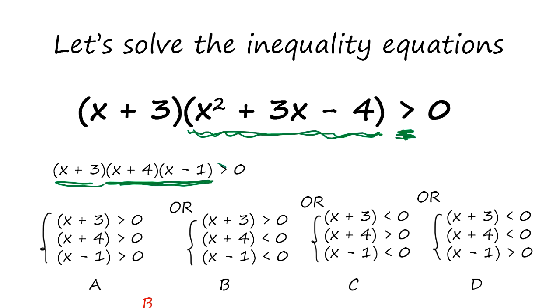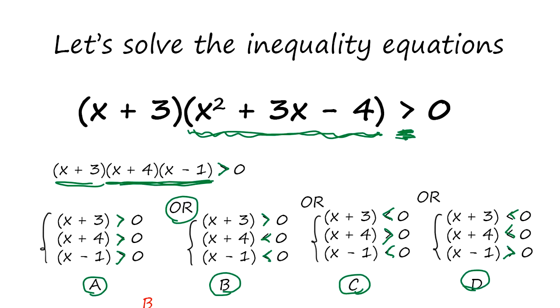Okay, now we want positive. That means there are 4 cases. Case A: all terms are positive, positive multiplied by positive multiplied by positive. Or we have 1 positive and 2 negative, since 2 negatives multiplied become positive. That's B. Then this is positive and these two are negative, that's C. And the last case is D.